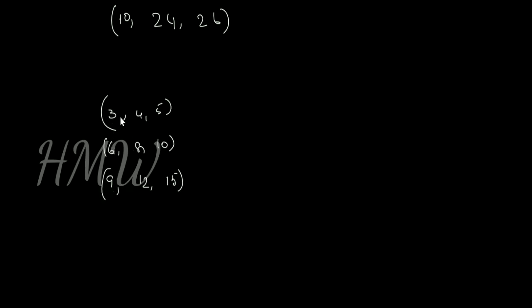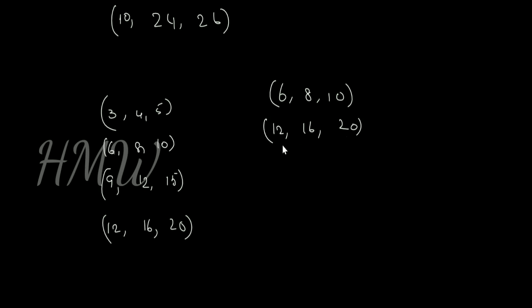Multiply by 4. 3 into 4, 12. 4 into 4, 16. 5 into 4, 20. This is a Pythagorean triplet. Another example you can take, if you know 6, 8, 10 is a Pythagorean triplet, multiply by 2: 12, 16, 20 is a Pythagorean triplet. Or multiply by 3: 18, 24, 30. This is a Pythagorean triplet.